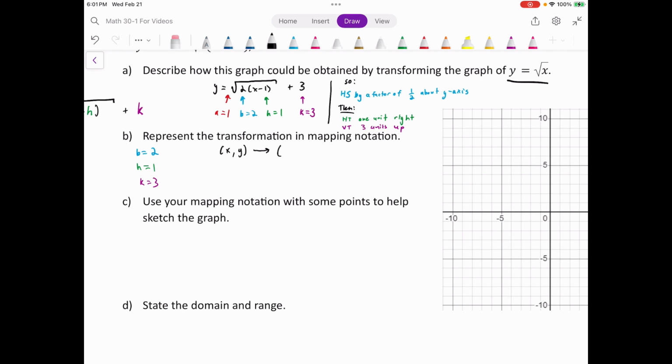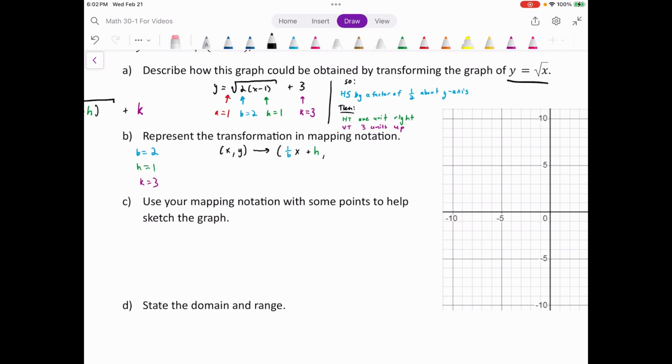Well, you're going to multiply the x's by 1 over b, and you're going to add h. Right? If h is negative, that means you move it to the left. You're adding a negative. If h is positive, that means you're moving it to the right. You're adding a positive. So plus h.